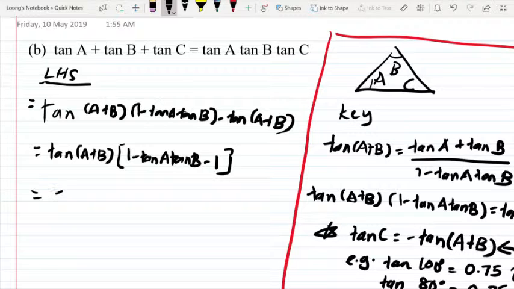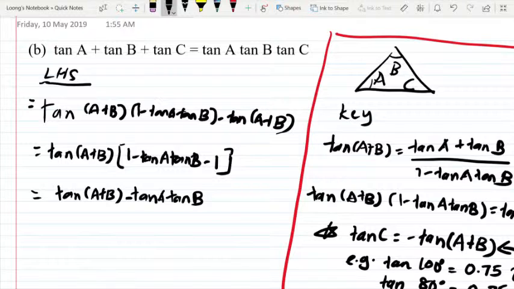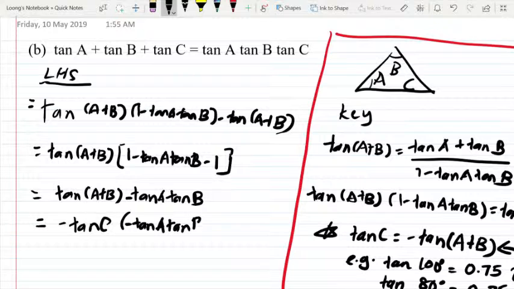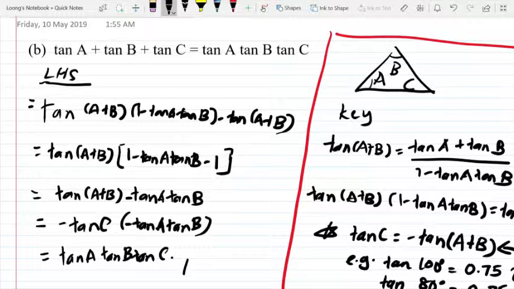and also after simplifying it, what we are left with was just tangent A plus B and negative tangent A tangent B, which is equal to negative tangent C over bracket tangent A tangent B, and so it will be expressed as tangent A tangent B tangent C. So we need to write, as always, proven.